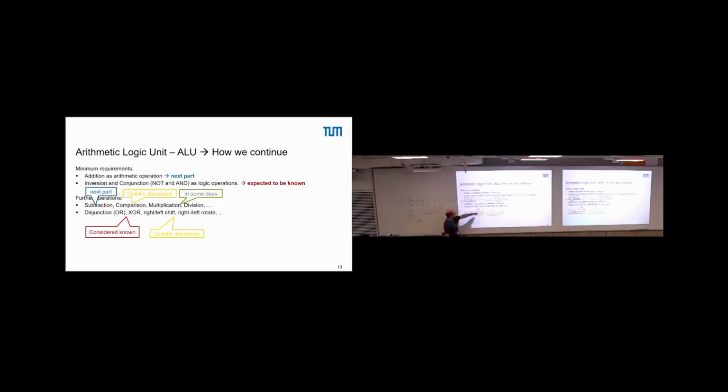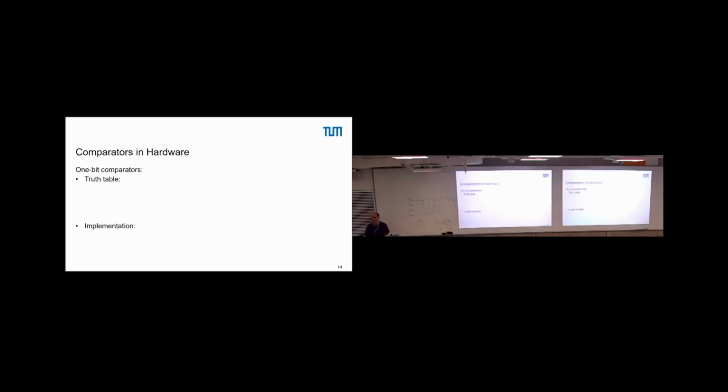For the left-right shift, there we can look into. For the multiplication, we will do next week. Probably, if Jens has time, maybe he adds a little bit to this comparator because it's a nice exercise, but at the end, it's just an exercise.